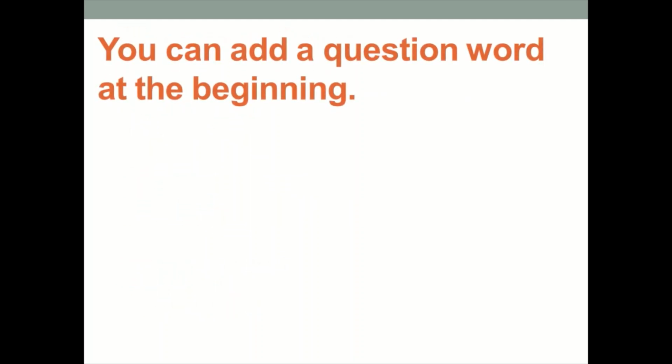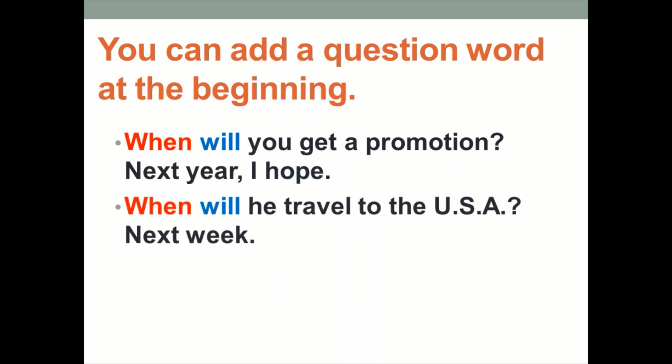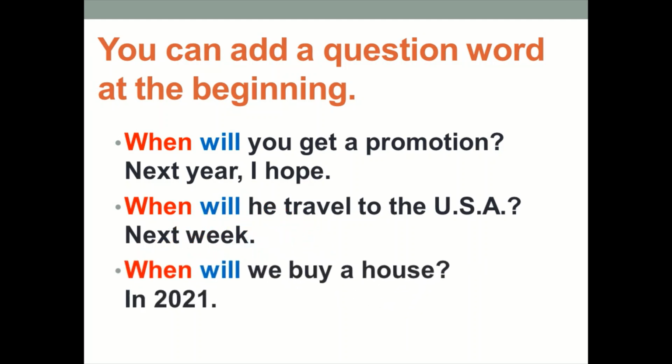You can add a question word at the beginning. When we say question words, those are who, where, why, when, and so on. So for this example, we're going to use when. So we place when at the beginning of the sentence before will. So it will be, when will you get a promotion? Next year, I hope. When will he travel to the USA? Next week. When will we buy a house? In 2021.